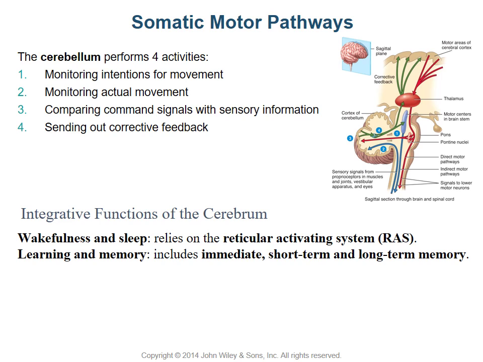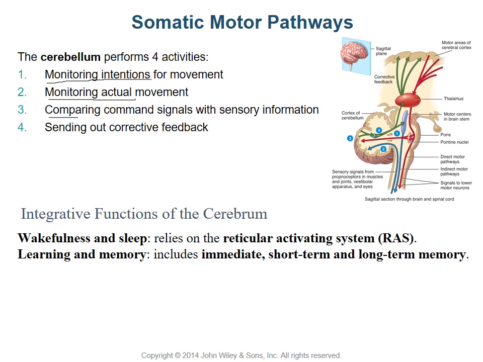The somatic motor pathways come from the cerebellum primarily, and the cerebellum does four primary activities. Its job is to monitor the intention for movement. So when you think about moving, the cerebellum kicks in and works to monitor those intentions to help figure out what's going to happen. It's responsible for monitoring actual movement. So once you've actually started to move, it helps to maintain balance and helps you to make sure that you're moving in the safest way possible.